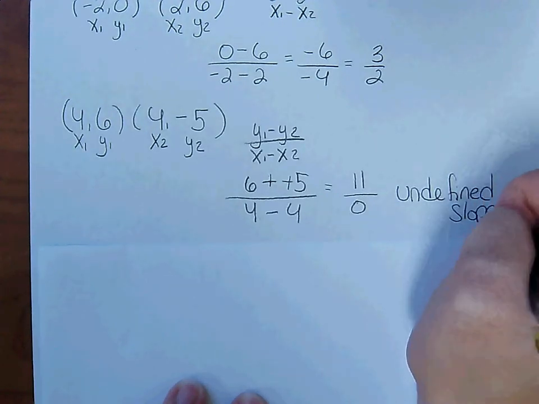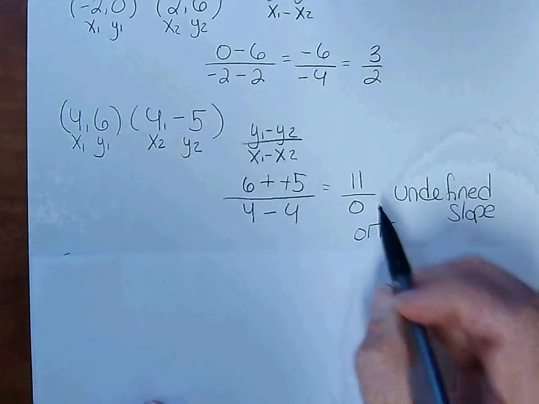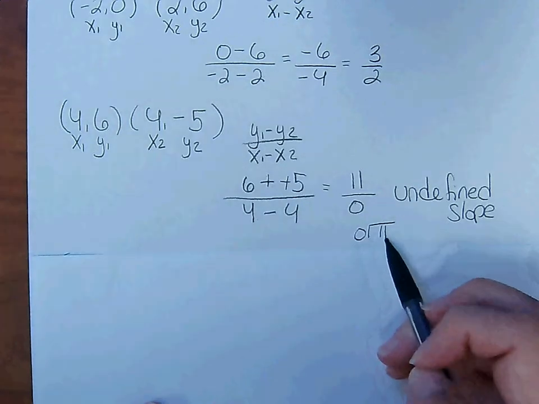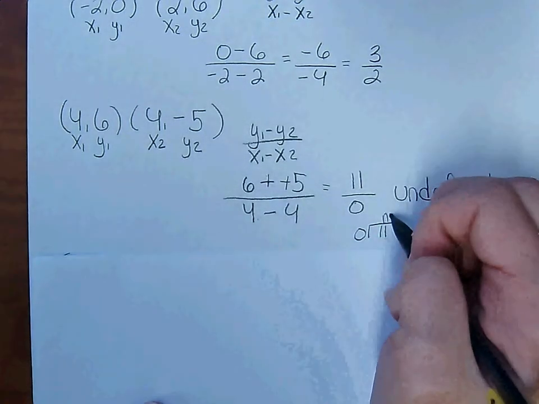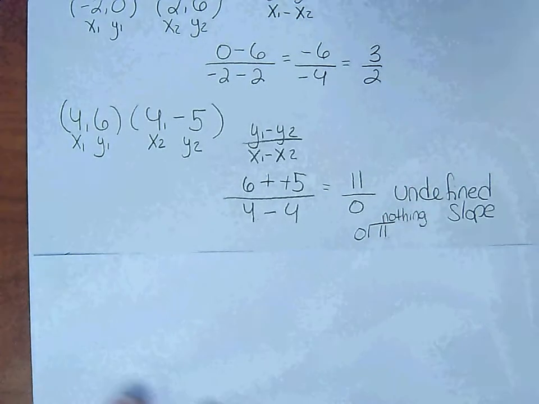Because remember what this means. 0 into 11. What can you multiply 0 by to get 11? And that's nothing. There's nothing you can multiply 0 by to get 11.